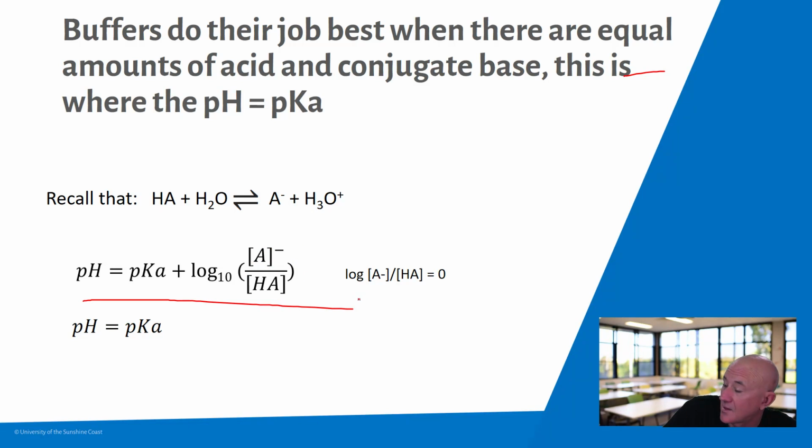Now, if you didn't understand what I meant there, don't worry about it too much. I just need you to know that for buffers, they're going to work best when there are equal amounts of acid and its conjugate base, and that is where the pH is basically the same as the pKa. And that is important because when you're choosing buffers, you want to choose a buffer whose pKa is roughly the same as the pH that you're trying to keep stable.